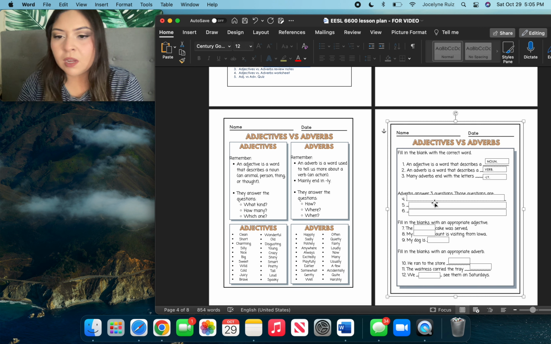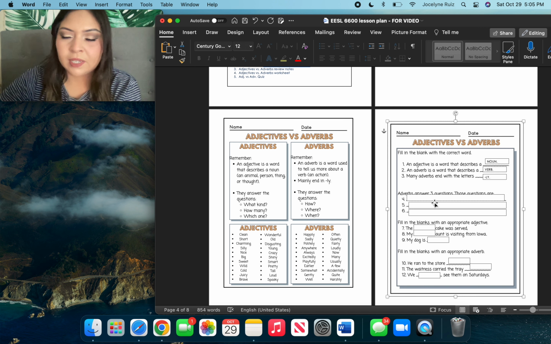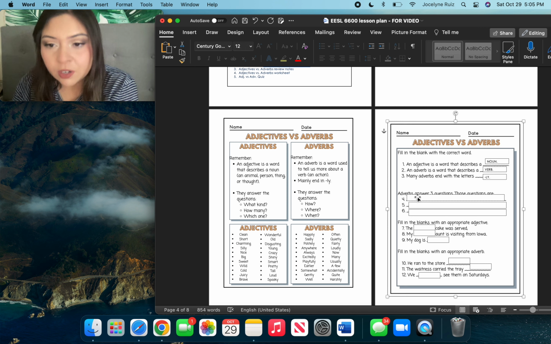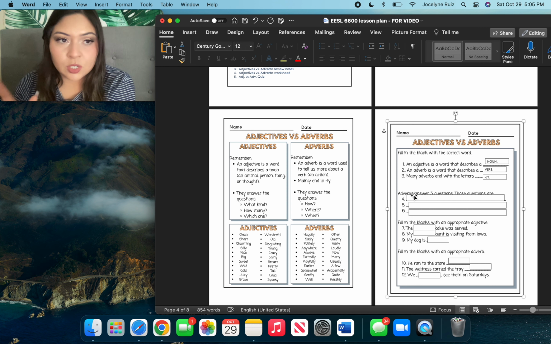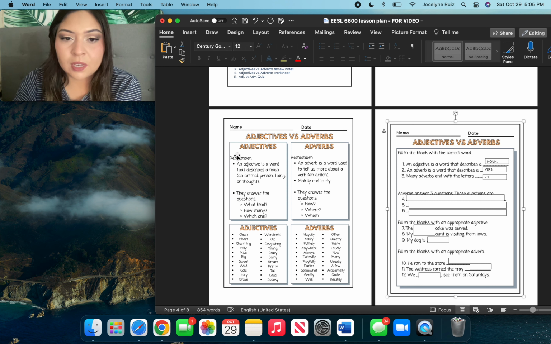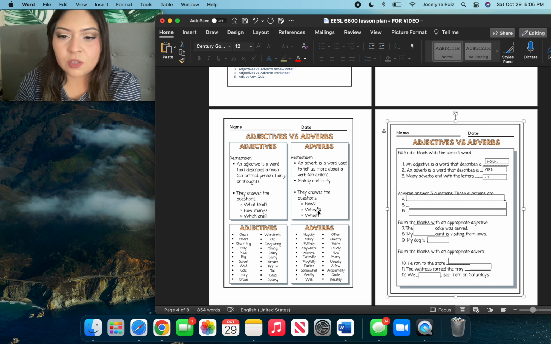So I know it's a little cut off right here, but you should have the full access to the entire worksheet. So adverbs answer 3 questions. Those questions are what? If we look, it's not on this side. This is adjectives. It's going to be on this side of the adverbs. So they answer these 3 questions.